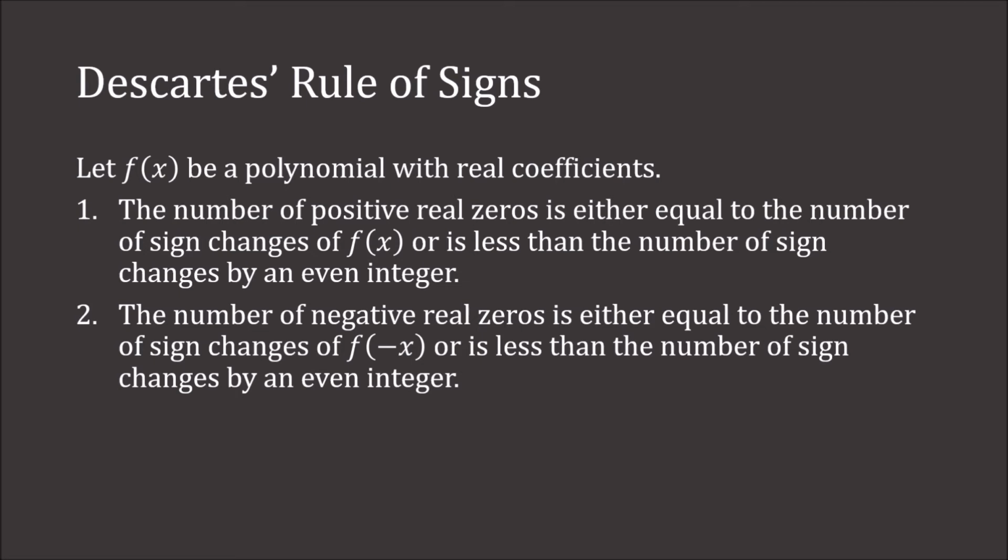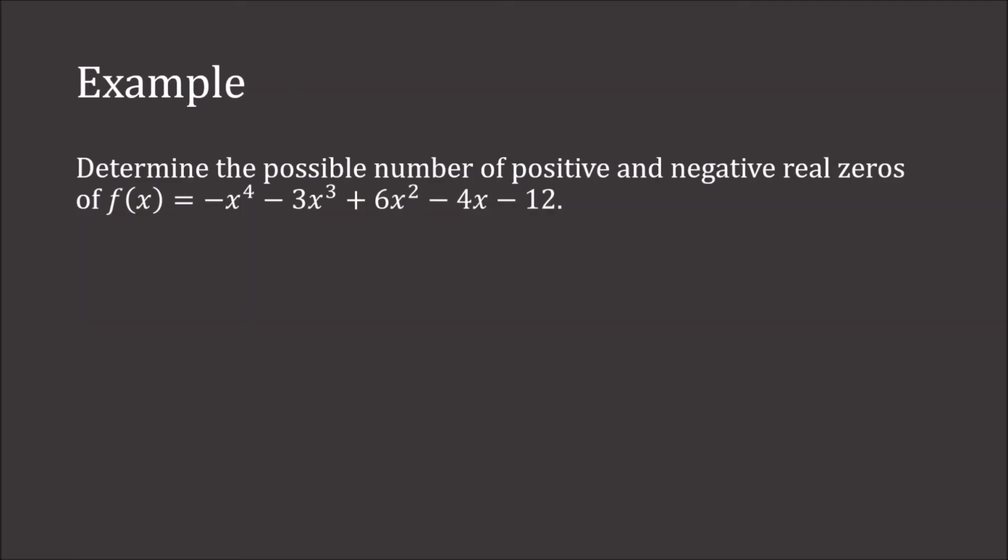So you'll see this in action. Determine the possible number of positive and negative real zeros of negative x to the fourth minus 3x cubed plus x squared minus 4x minus 12. So first, let's write f of negative x. So negative x to the fourth is still positive, so we're going to be left with negative x to the fourth. Basically, every odd power is going to change sign. So plus 3x cubed plus x squared plus 4x minus 12.